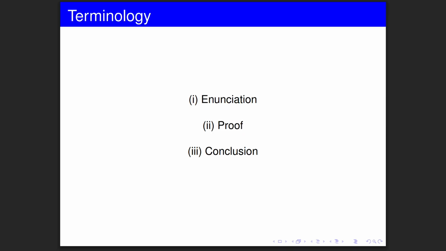The ancient Greek proofs contained three main components, which were enunciation, proof, and conclusion.